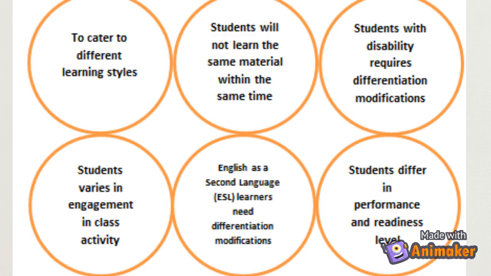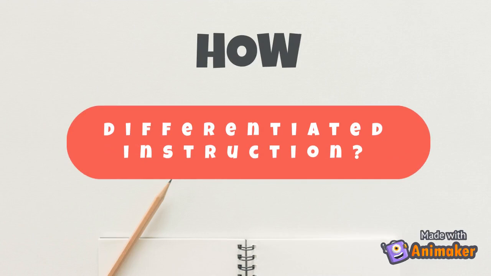The first one is to cater to different learning styles of the students. The second one is students differ on performance and readiness level. The third one is students with disability require differentiation modifications. The next one is students vary in engagement during class activities. The fifth one is all students will not learn the same material within the same period of time. The last one is ESL students also need differentiated instruction.